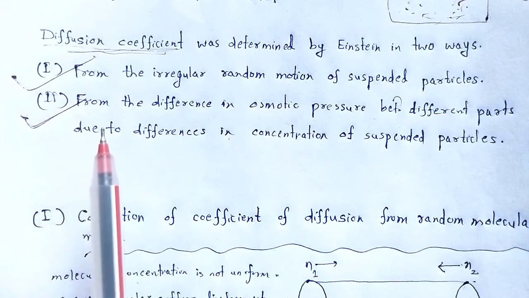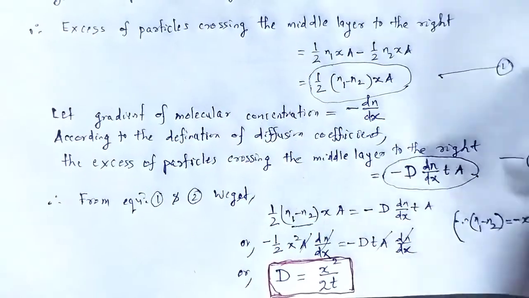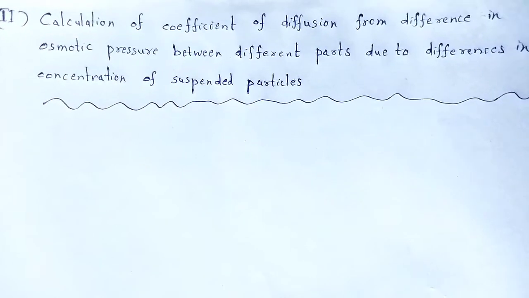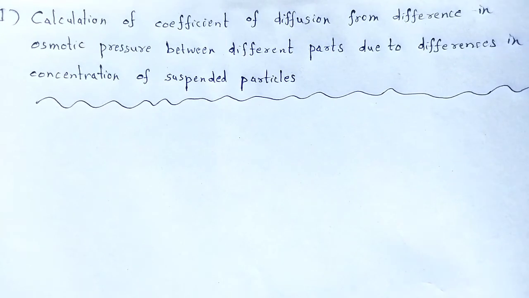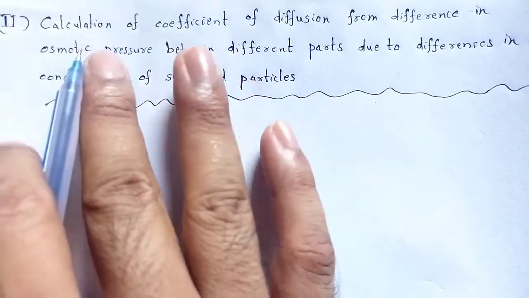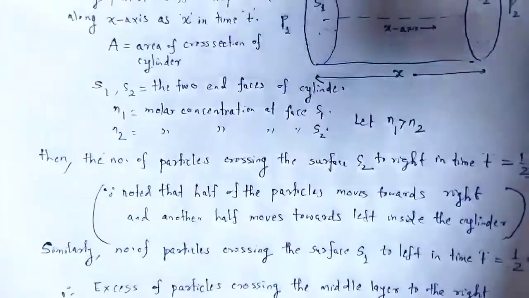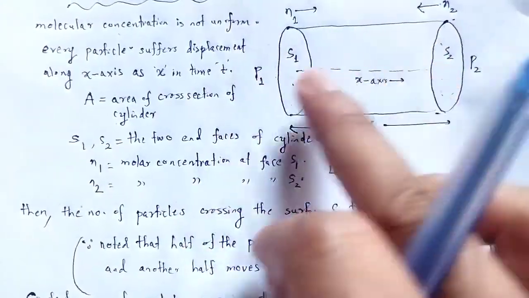Next we have to calculate the diffusion coefficient taking point number 2. Point number 2: calculation of the coefficient of diffusion from the difference in osmotic pressure between the different parts, due to the difference in concentration of suspended particles. Here we take the osmotic pressure into consideration. Let S1 and S2 be the two surfaces of the cylinder, and let P1 and P2 be the osmotic pressures.